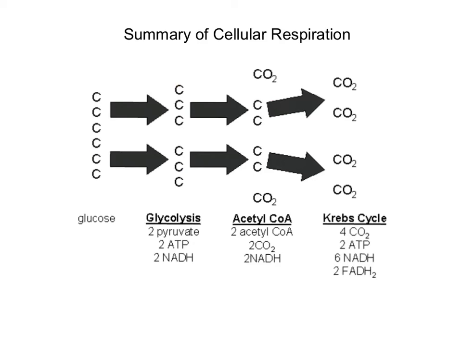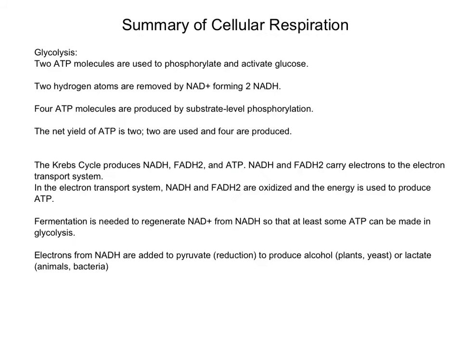This is a summary of cellular respiration. In glycolysis, two ATP molecules are used to phosphorylate and activate glucose. Two hydrogen atoms are removed by NAD plus, forming two NADH. Four ATP molecules are produced by substrate level phosphorylation. The net yield of ATP is 2: 2 are used and 4 are produced.